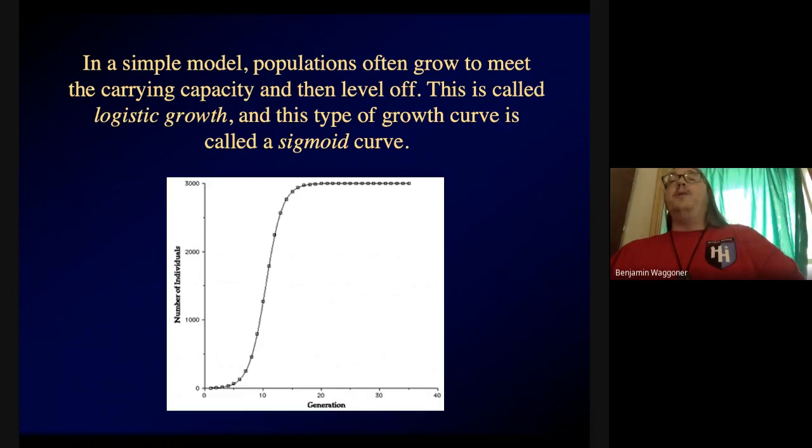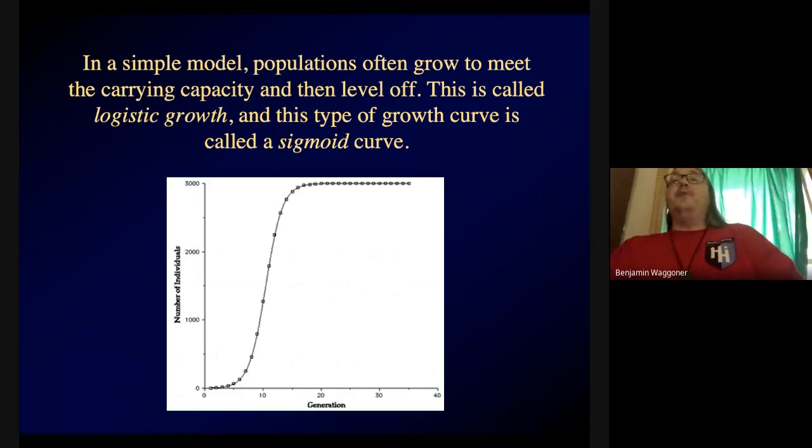Now, at that point, the population is still growing. Individuals are still mating and reproducing. But what's happening here at that leveling off point is a point where the number of births is balanced by the number of deaths. Individuals are dying at the same rate that they're being born. And where that growth levels off, we have what's called logistic growth, not exponential.